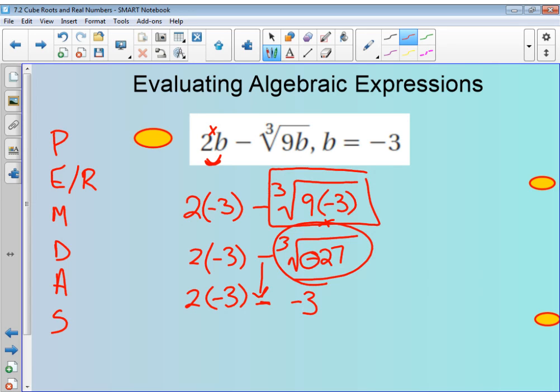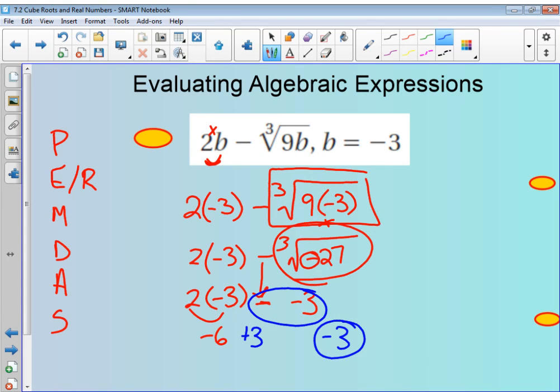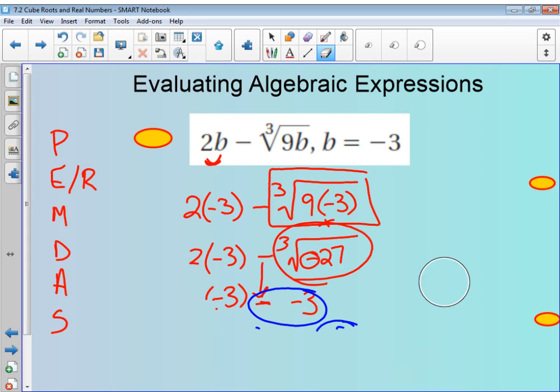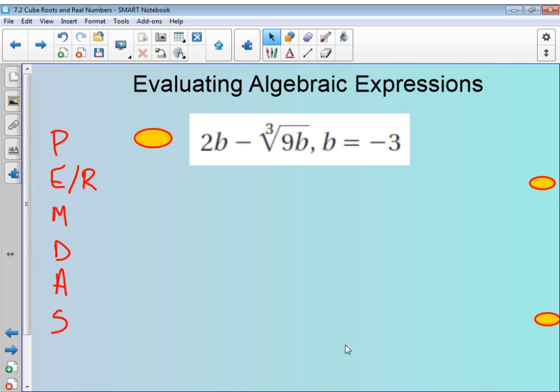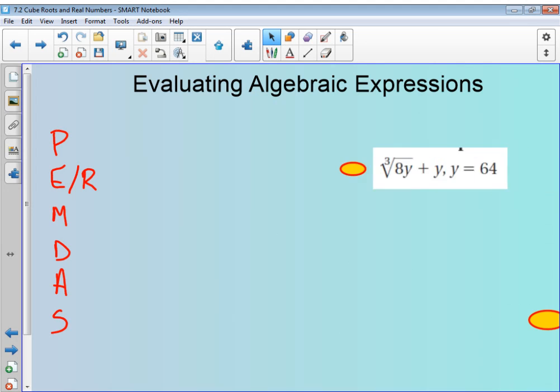So now I'll do any multiplying or dividing. 2 times -3 gives me -6. And I have to remember that when I have two negatives right next to each other, it makes a plus, or a positive, so +3. So now -6 plus 3 gives me -3. That one was lots of steps, but once again, we're working through the order of operations, now involving the cubed roots within it. All right, let's try one more.